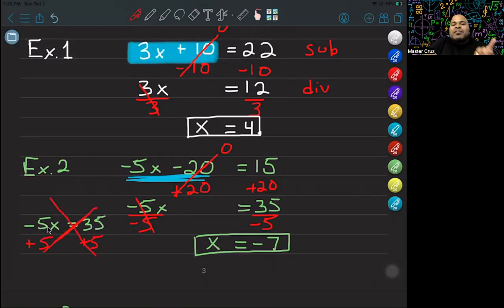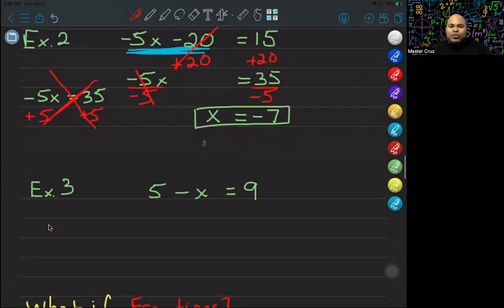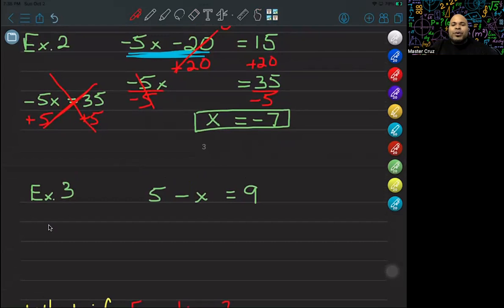When -5 is next to x and there's no sign in between, that means multiplication, because a number next to a variable means multiplication. So let's do example 3, which actually has something going on with the x. So this is 5 minus x equals 9. We want to look at the same thing. Which side has the variable? The left-hand side. So we need to cancel the 5.